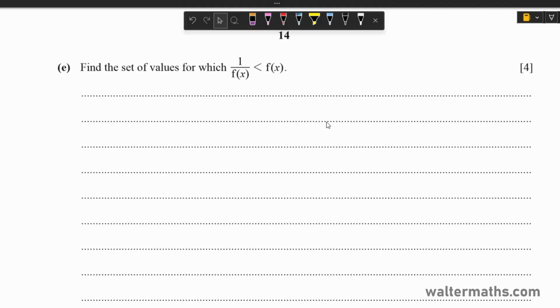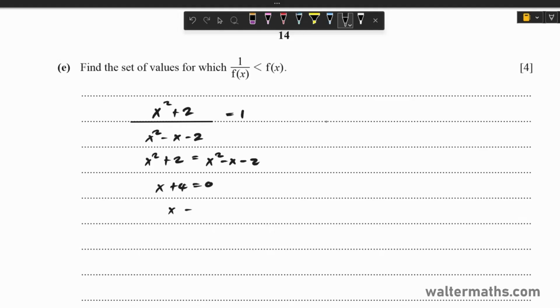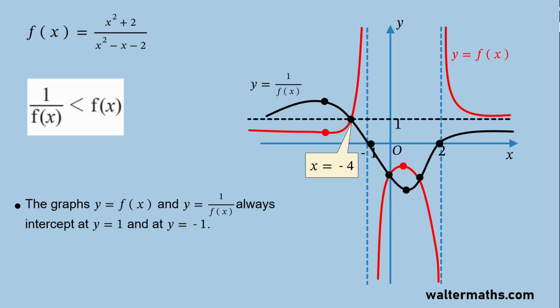So let's start with where y is equal to 1. So I'm going to take the original function, which is y equals x squared plus 2 over x squared minus x minus 2, and I'll equate that to 1. Multiplying both sides by the denominator, we get x squared plus 2 is equal to x squared minus x minus 2. Subtract x squared from both sides, and moving everything to one side, we'll be having x plus 4 equal to 0, such that x will be minus 4. So this is the x value at this particular point.